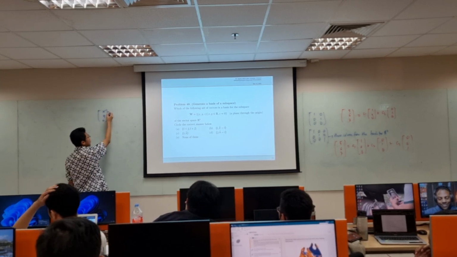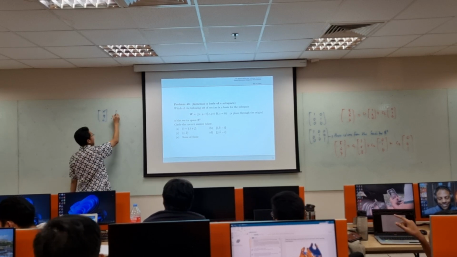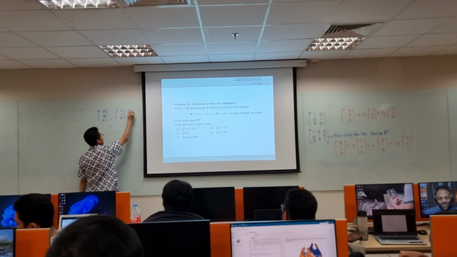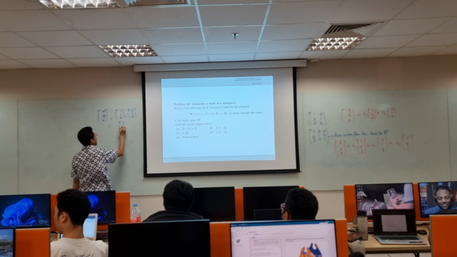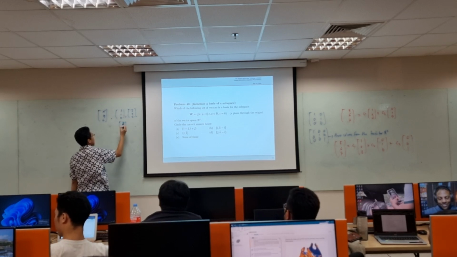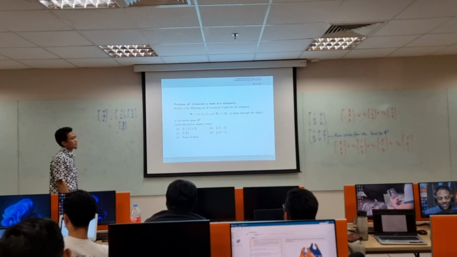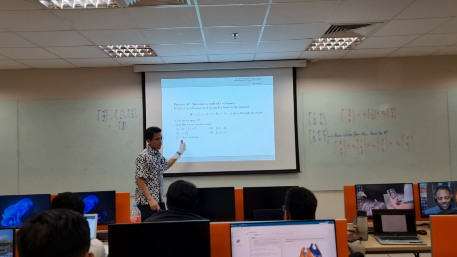An example of a subspace satisfying this? Example is 1, 1, 0. What else? 2, 2, 0. What else? 3, 5, 0. The last element is 0. Now you just see the list of answers in here.